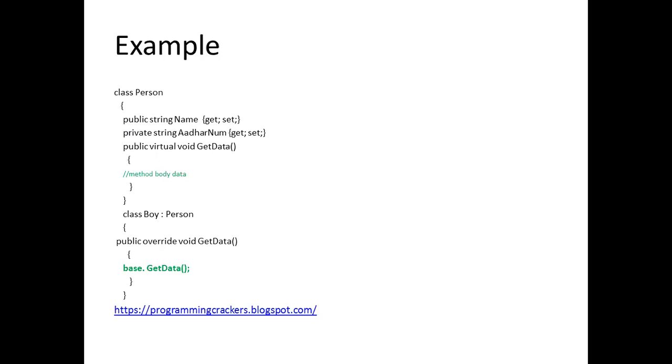Okay, that is completed. Coming to the base keyword again, here in the base class we have a GetData function, a public virtual GetData function. I would like to use the same function in my derived class Boy, so in the derived class method definition, I am just calling base.GetData. At that time, automatically what is there in the GetData function in the base class will be called and we get the output from the base class.